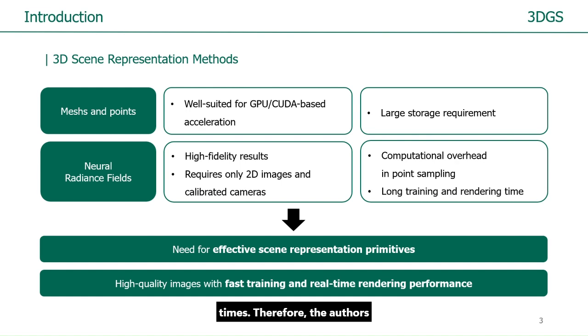Therefore, the authors propose the need for an efficient primitive capable of representing 3D scenes. They argued that an ideal representation should not only produce high-fidelity rendered images, but also enable short training times and real-time rendering performance.